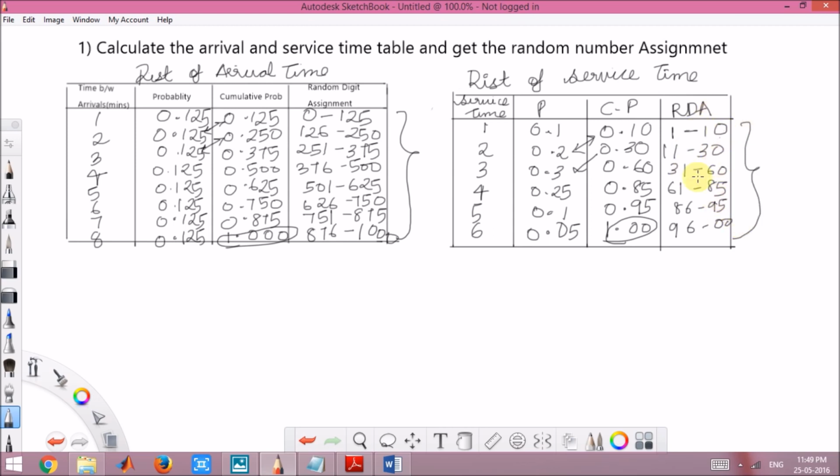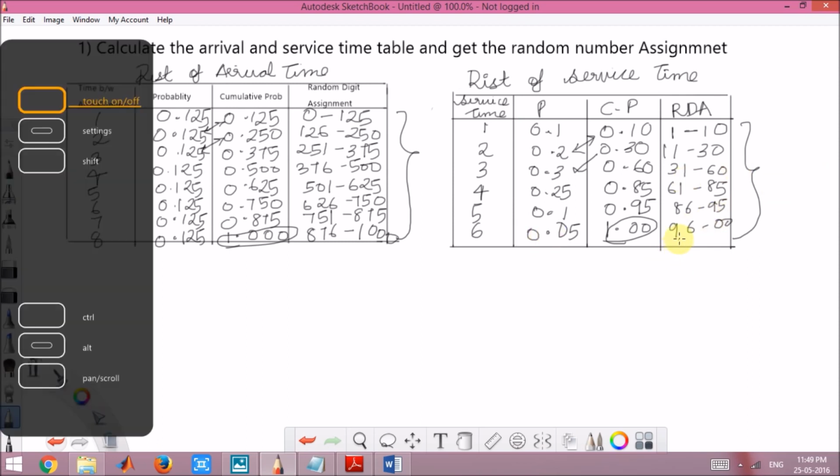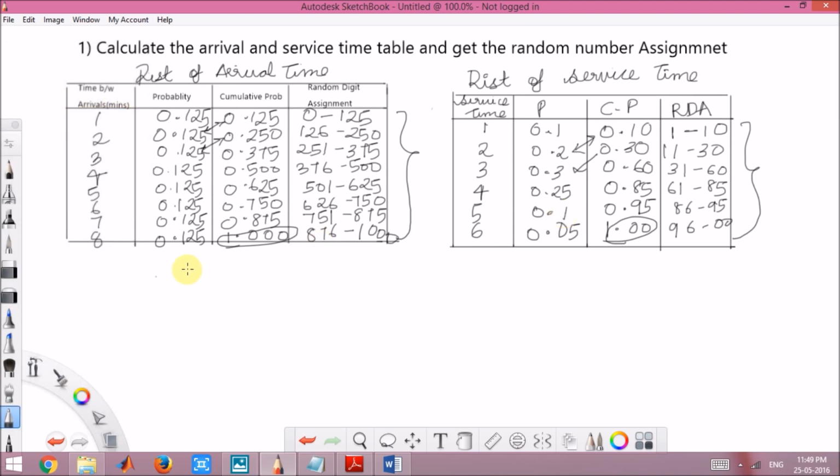Using this, we can calculate where the particular random numbers that have been given to us lie in this service time. Okay, so our next step, that is step 2, would be determining time between arrival. So we have been given some random numbers, right? So let's look at that.